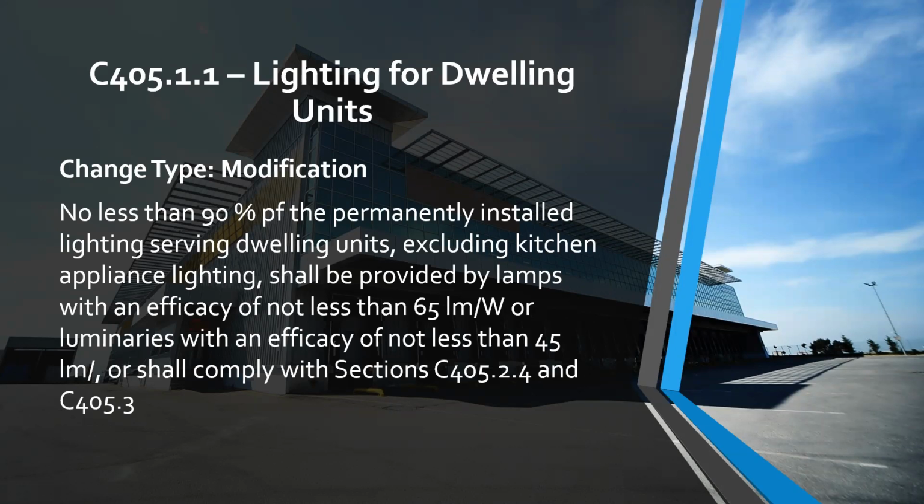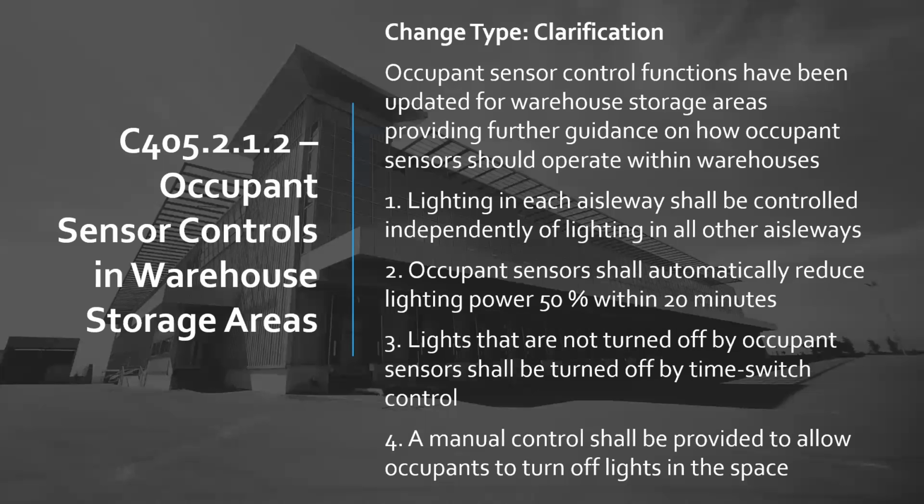So daylight responsive is getting involved with that as well. Section 405.2.4 is the daylight responsive controls, and section 405.3 is the interior lighting power requirements. So you're looking at 405.1.1, which just says lighting for dwelling units, and then it's referencing two other sections that you also need to take into consideration when verifying compliance.